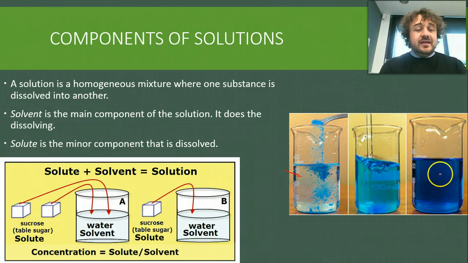Now, the way to look at it is here we have sugar. When sugar is dissolved in water, the sucrose or sugar is the solute, the water is the solvent. If you put them together, you've got a solution. Don't worry about the concentration part, that's for tomorrow. So, yeah, that's our components of a solution.